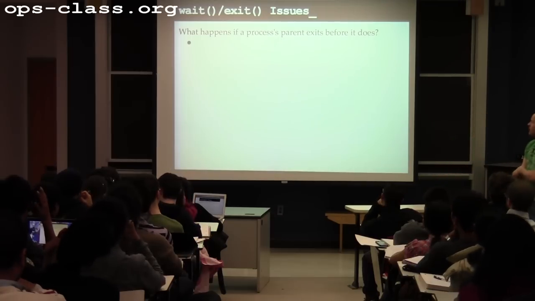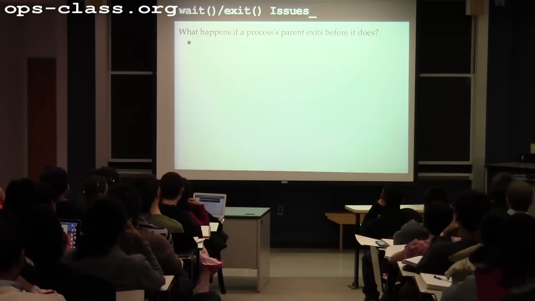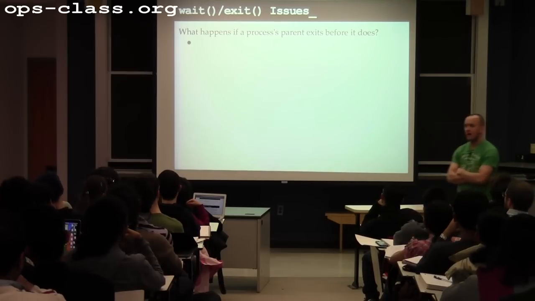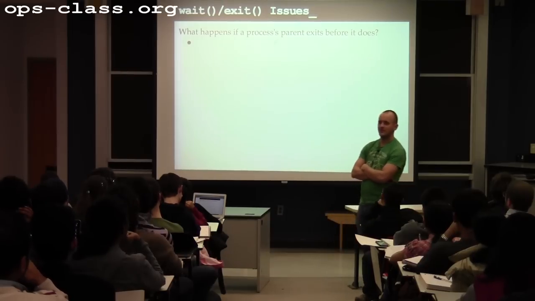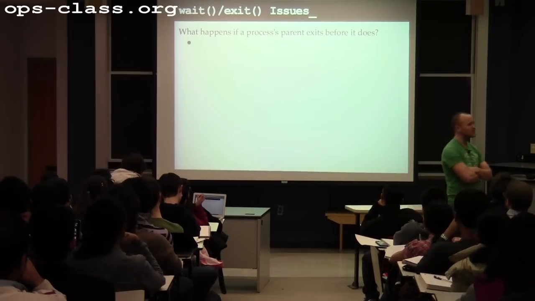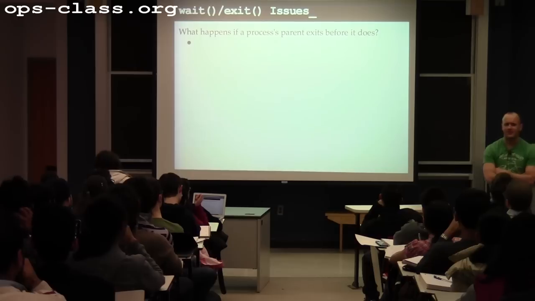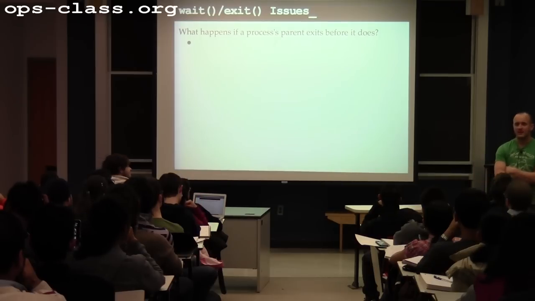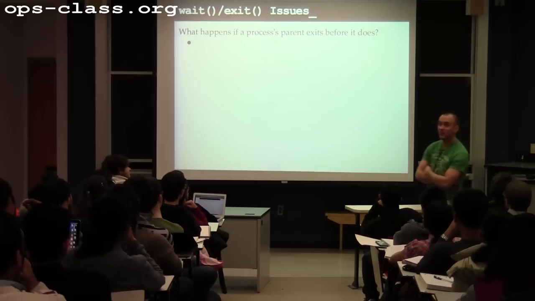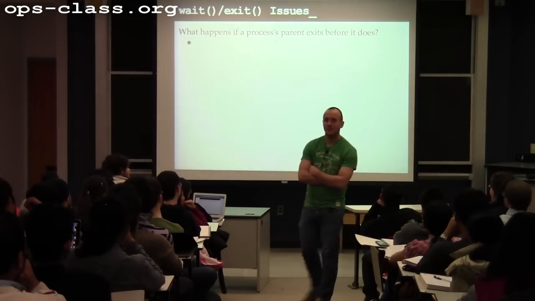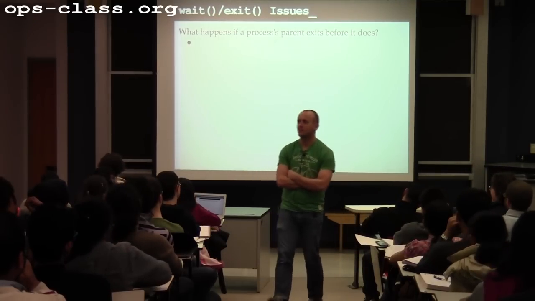So here's one corner case we haven't talked about. What happens if a process's parent exits before it does? Maybe I shouldn't use this birth, life, death, afterlife sort of model, because it just occurred to me that one of the sad things about computer systems is children almost always die before their parents, right? It's not how it's supposed to be. It's supposed to be the other way.